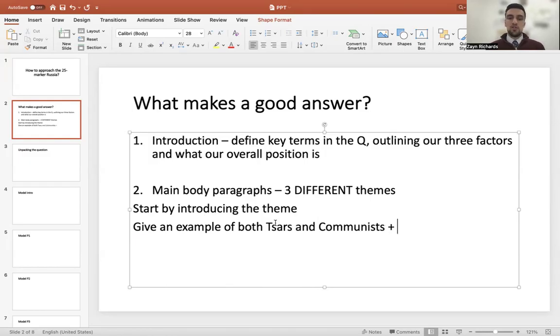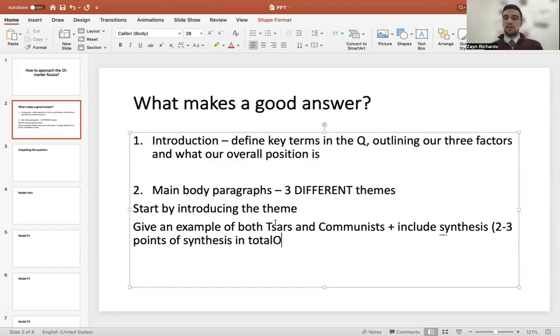We should then be trying to include synthesis when we give our examples. We don't just want to start listing evidence. We need to have some kind of comparative point. In your answer, there should be 2 to 3 points of synthesis in total, and again, you'll see this in a second. Then finally, we have the explanation of the comparison.